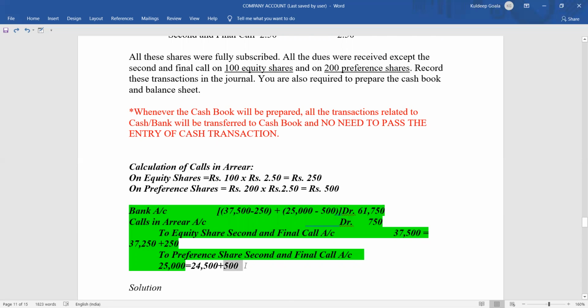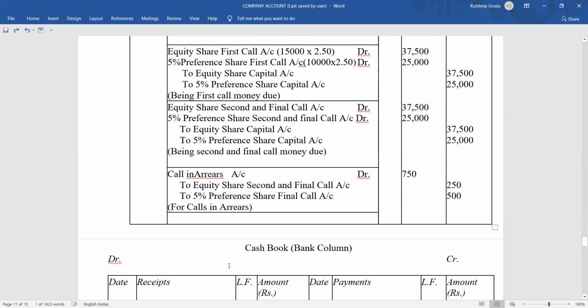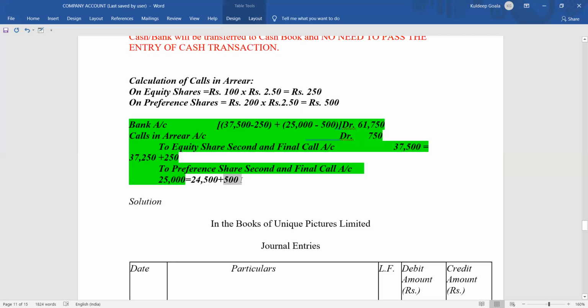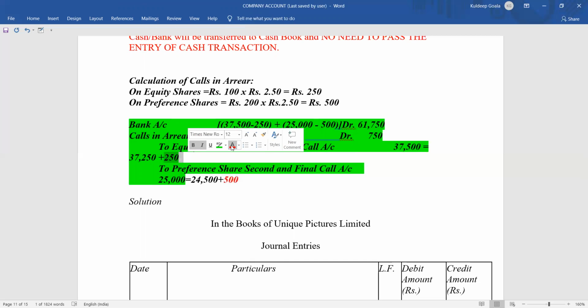There will be multiple parts. I'm repeating once again here. Calls in arrear account debit, the total calls in arrear, that is 250 plus 500. Okay, in case of equity share it was 250 rupees, in case of preference shareholder it was 500 rupees. Okay, this is how it will be placed. Clear? This arrear portion, I will mark in red so that it is easy to understand. Okay, I mark it red so that the arrear is clear.